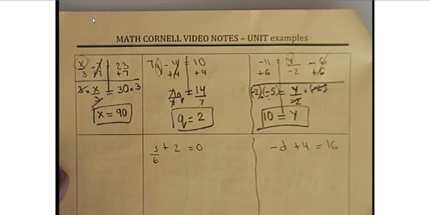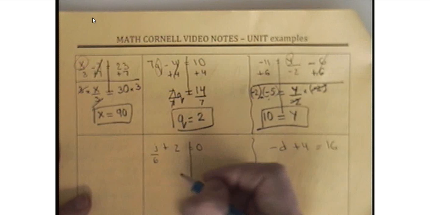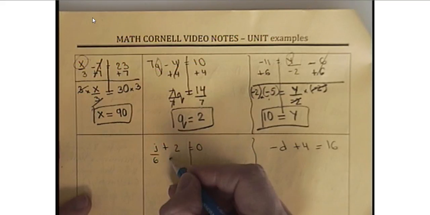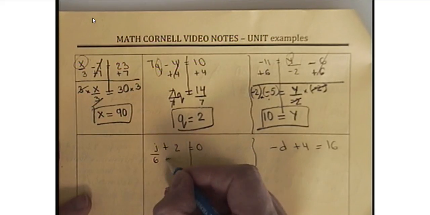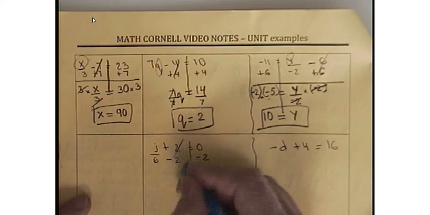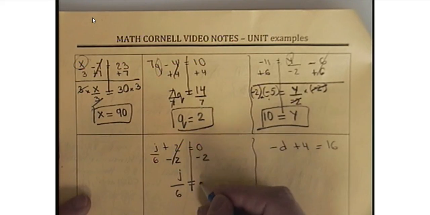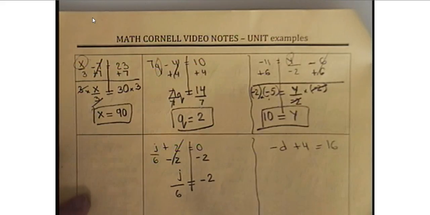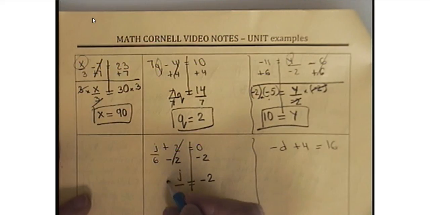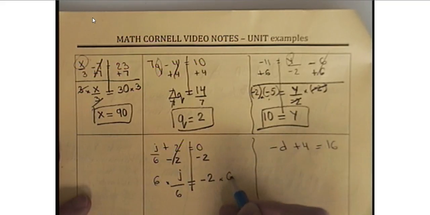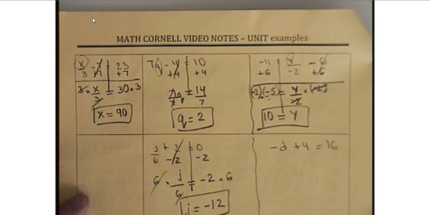j over 6 plus 2 equals 0. Alright, so j over 6, and this is the number that needs to be cancelled, so minus 2 on each side. j over 6 is equal to 0 minus 2, which is negative 2. Well, j divided by 6, the opposite of that is to multiply by 6 on both sides, so those two cancel. j is equal to negative 12. Final answer here.